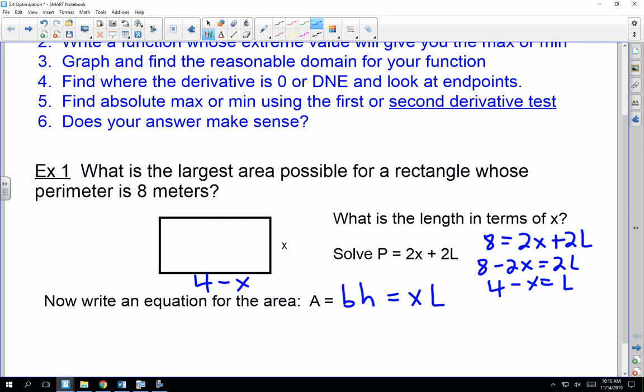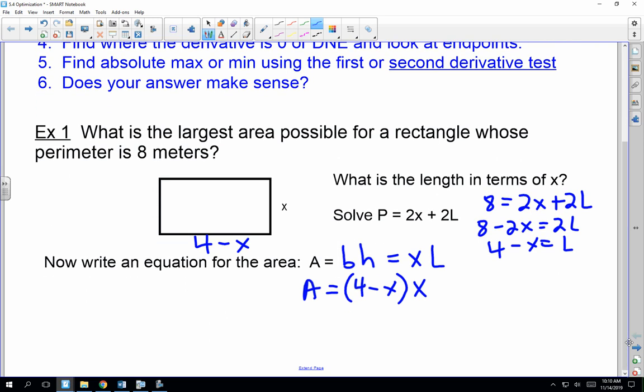So however you want to do it in terms of getting your dimensions in terms of one variable, so that you can have an explicit equation for area here. Area equals base, which is 4 minus x, times the height, which is x. And that is just a simple 4x minus x squared polynomial function. Okay, they're super easy to work with.